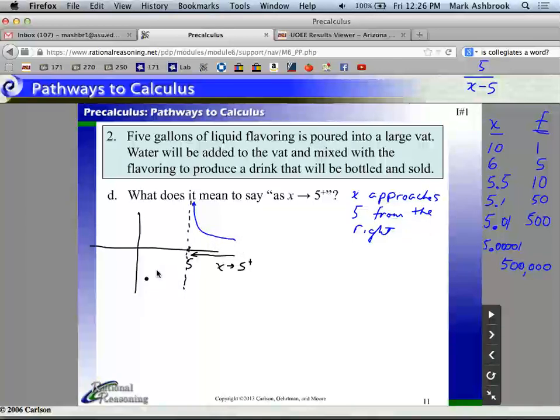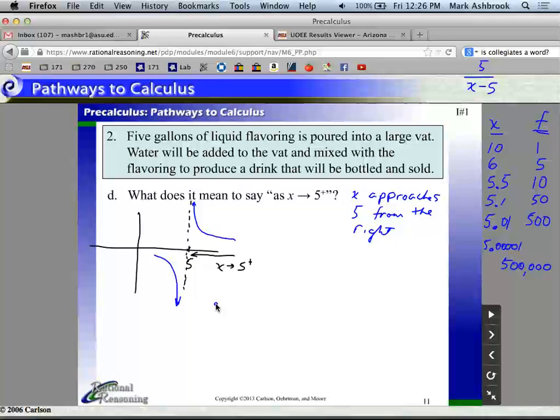What about as x approaches 5 from the left? Even though that doesn't make sense in this situation, we can still talk about the function. Those numbers will be negative, right? So if you have negative values, they're going to get very, very large negatives. So x approaching 5 from the left will look like that. Okay? So this is typical behavior at what's called a vertical asymptote.